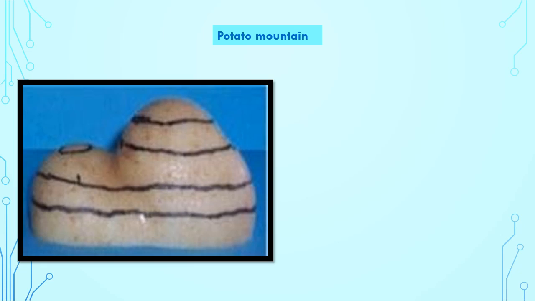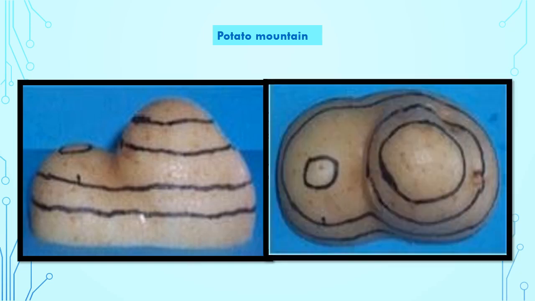Here we have taken another potato cut into half. But this time, the potato has two mounts. The front view and its corresponding top view of the potato is given here. We can see two different circles in the center, which tells us that the hill has two summits. Children, try this activity at home.